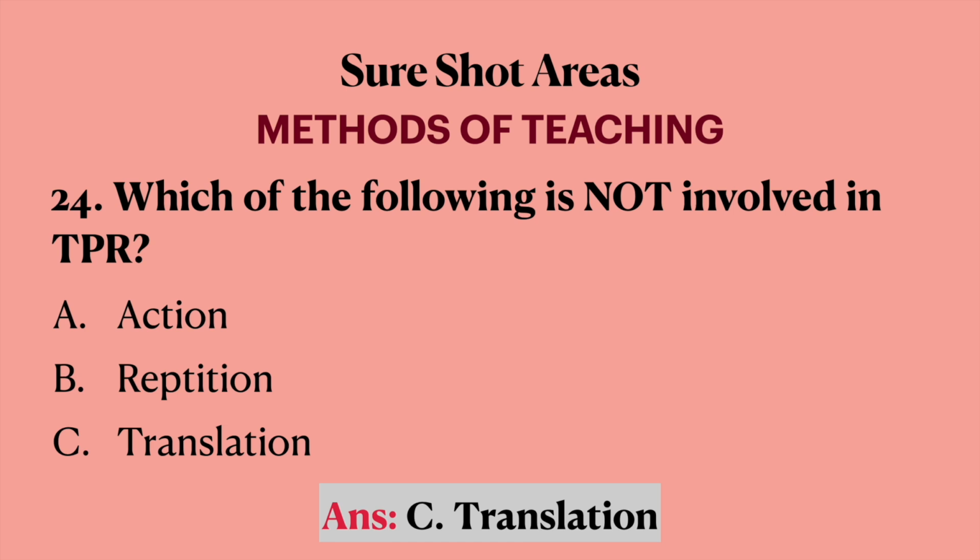So what happens in total physical response in the classroom? The teacher will perform an action by exaggerating, using facial expressions and props also. And then the students will repeat what the teacher is saying. For example, the teacher will show like brushing her teeth, and she will say, "I'm brushing my teeth." And the students will all repeat it. There is no translation involved.